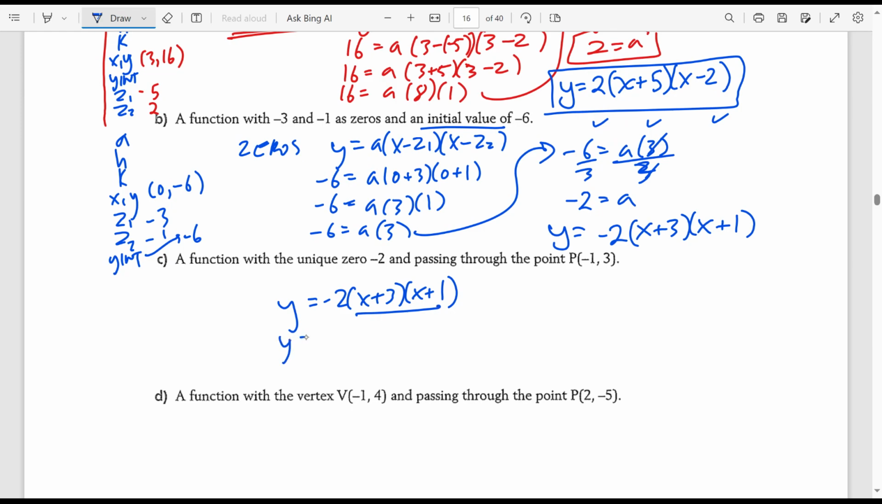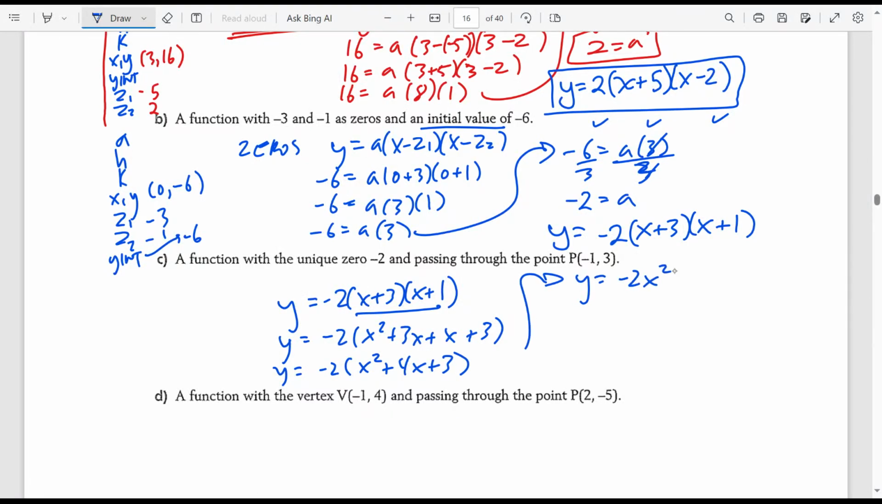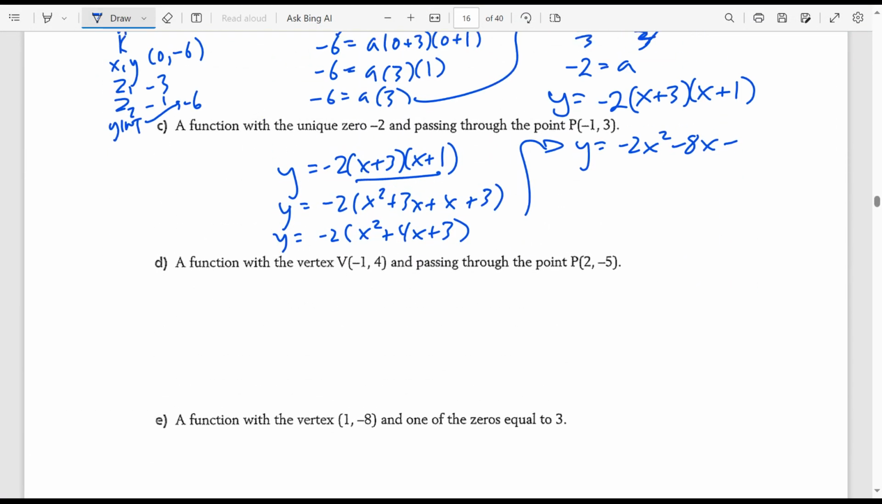So y would be equal to -2 times x squared plus 3x plus 1x plus 3. Y is equal to -2 times x squared plus 4x plus 3, and then multiply everything by -2: -2x squared, -8x, -6.